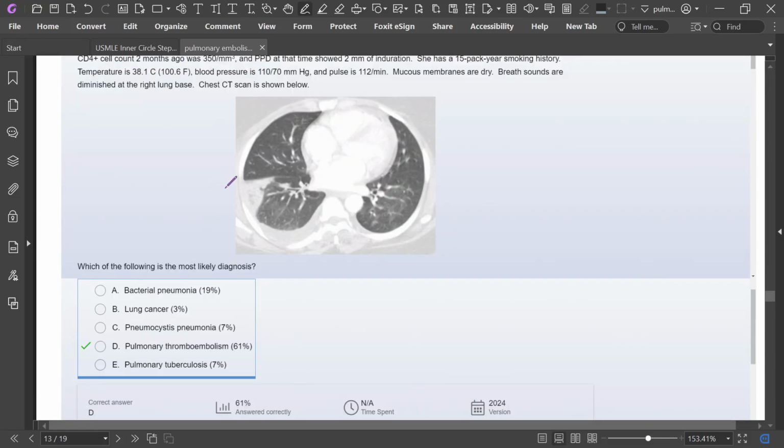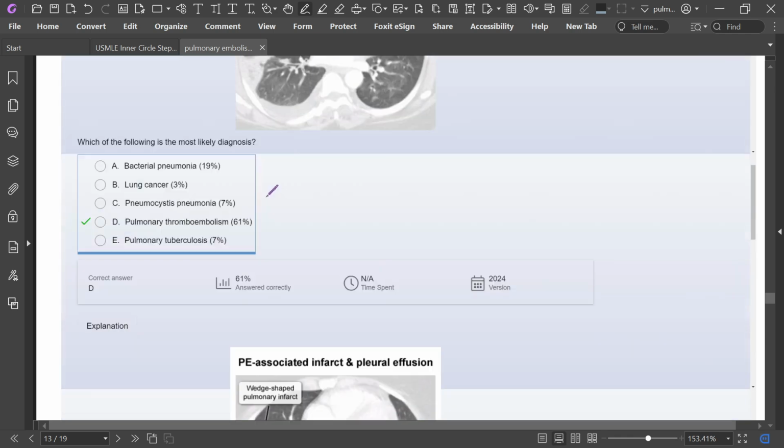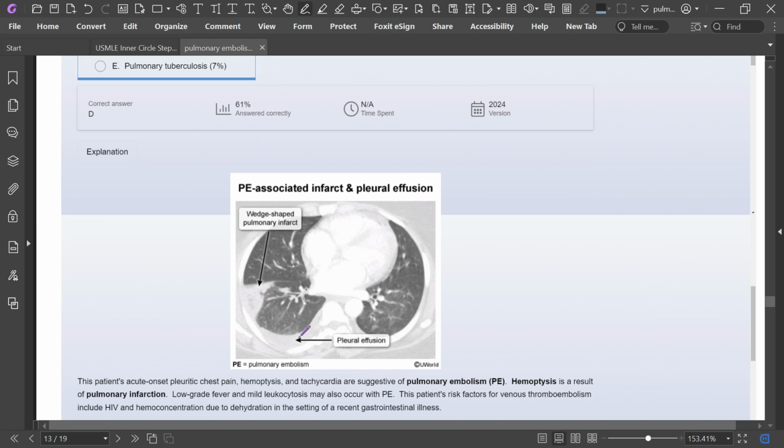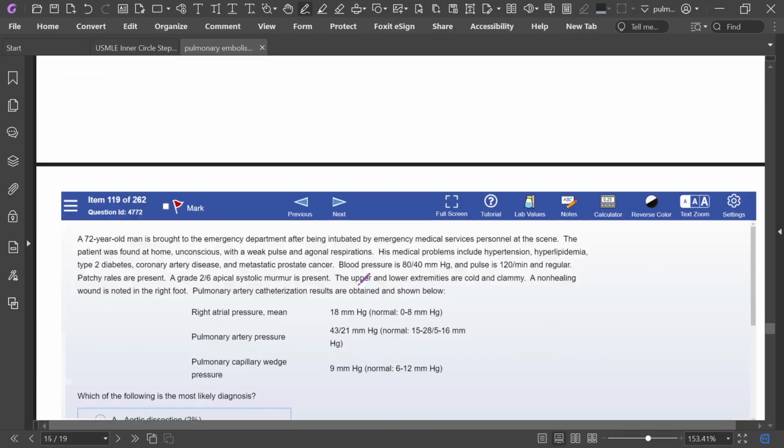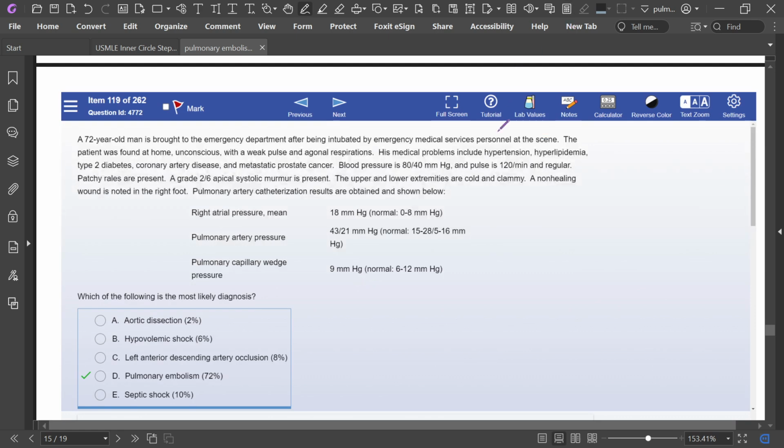Okay. Look here, this is the wedge shape. This is the wedge shape. Looks like pulmonary hemorrhage. This is a wedge-shaped pulmonary infarct, and there is pleural effusion. Wedge-shaped pulmonary infarct, pleural effusion looks like pulmonary embolism. Okay. Right arterial pressure is high, pulmonary arterial pressure is high, but pulmonary capillary wedge pressure is normal. These two, high right arterial pressure and high pulmonary arterial pressure, look like pulmonary embolism.